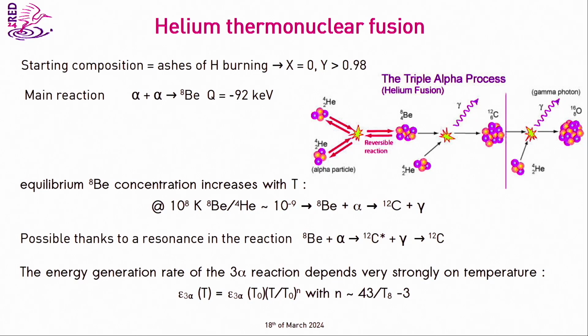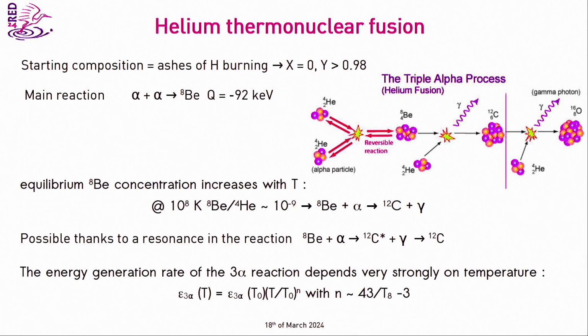So you have an equilibrium concentration that appears, but if the temperature goes beyond 100 million kelvins, the proportion between beryllium-8 and helium-4 comes to 10 to the minus 9. So you have very few beryllium, but the beryllium that survive are enough for them to capture the alpha particle with a resonance. And so this makes this jump very efficient, okay? And so this is possible thanks to the Hoyle resonance.